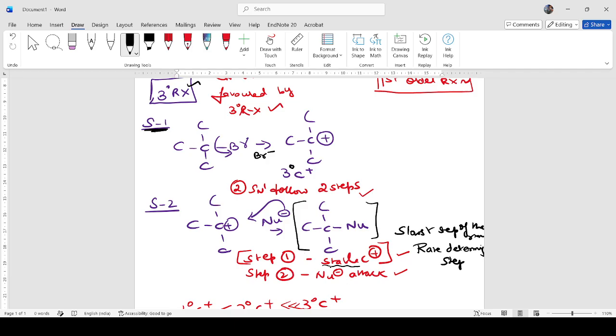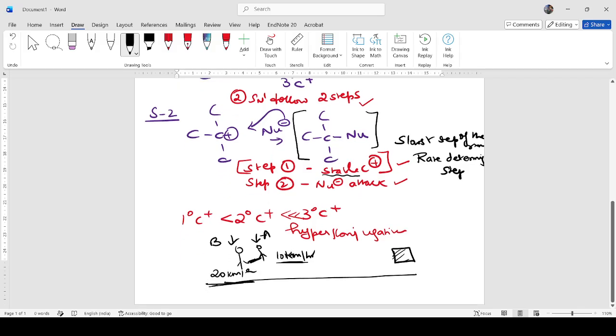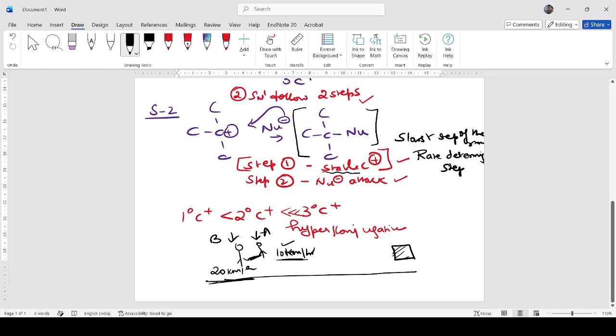Among these two steps, the slowest step of the reaction will be the rate determining step. Consider there are two people who are walking. This person can walk at a speed of 10 km per hour and this person at a speed of 20 km per hour. But they are walking together. So this is A and this is B. They have to reach a final destination. Who will determine the final speed? Obviously A, because he is going very slow. With respect to the slowest person only, you can say that at this speed they can reach the final spot. Same logic, yes.